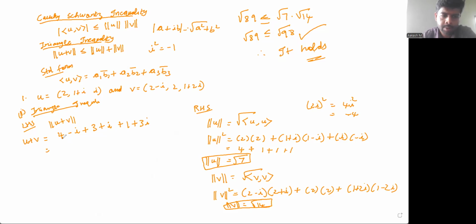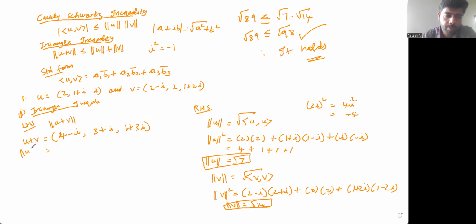So what is the final answer? Sorry, sir. Actually, they are adding and finding u plus v, right? So what you have to do? 2 plus 2, 4 minus i, comma, right? 3 plus i, comma, 1 plus 3i. Like this you have to find.